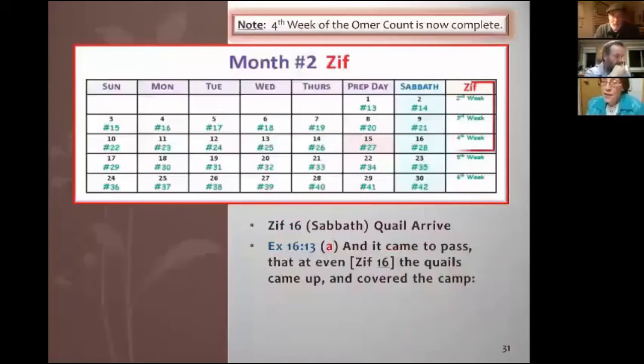So I'd just like you to note, as we continue on our journey, we have now completed the 4th complete week of the Omer count. Right here, they came into the wilderness of Sin on the 15th, and they were stopped and congregated for the Sabbath on the 16th. They begged for the flesh pots that came Sabbath night after sundown, and at the end of Sabbath, we've completed our 4th week of the Omer count.